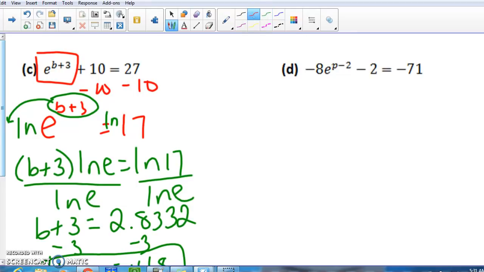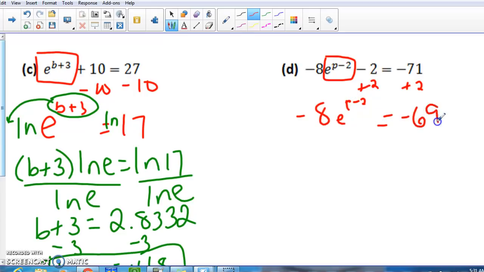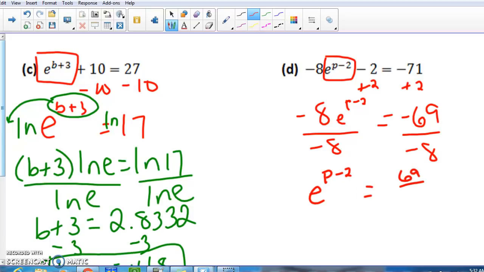Okay, and this last one, so my exponential piece is e to the p minus 2. I've got to isolate it. So my first thing to do is add 2 to both sides. So I have negative 8 e to the p minus 2 equals negative 69. Then I have to divide by negative 8 because this exponential piece is still not by itself. Now when I do that, I can leave it as 8.625, or I can leave it as a fraction. I'm going to leave it as a fraction. So I have e to the p minus 2 equals, it ends up just being positive 69 over 8.